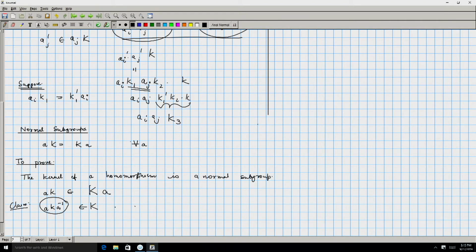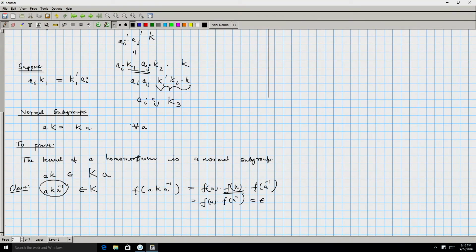This is because if you look at the homomorphism f, and if you consider f of a k a inverse, this is equal to f(a) times f(k) times f(a inverse). Now, f(k) is identity because k belongs to the kernel. So, this is equal to f(a) times f(a inverse), and this is equal to identity because f(a) and f(a inverse) are inverses of each other. Okay. So, a k a inverse belongs to K.